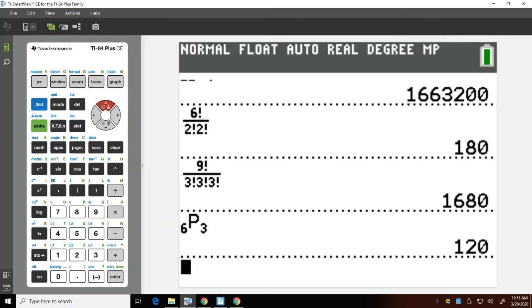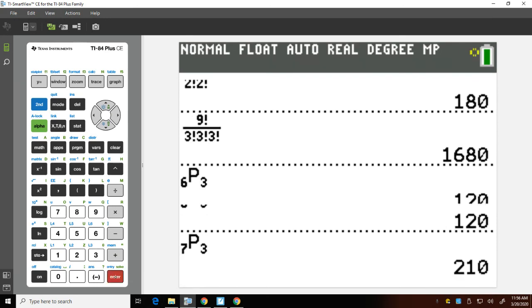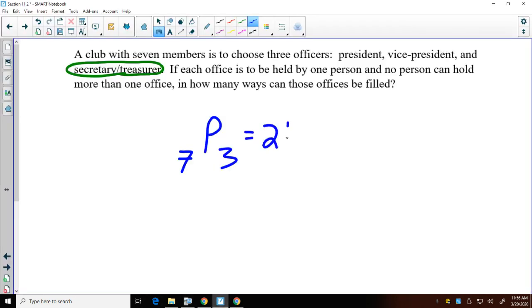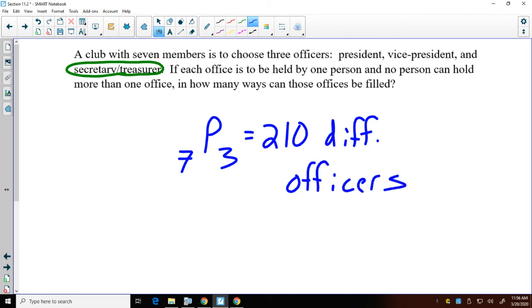So I'm just going to come right back up, grab that P again, scroll over, just change that 6 to a 7, and now I'm good. Enter. So I got 210 ways we can select officers. 210 different officers. And that's it. That's 11.2.